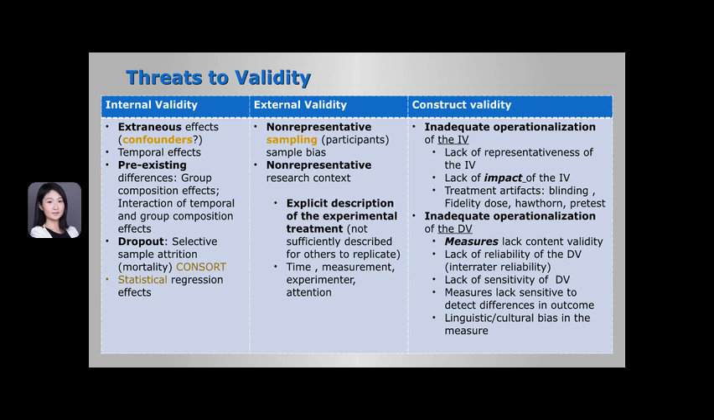The inadequate operationalization of both independent variables and dependent variables, such as measures and implementation, would affect the construct validity. Selecting valid instruments to measure the variables, using strategies to ensure the true intervention effects, such as dose and time, and minimizing the artifacts that co-vary with the treatment can improve the construct validity.